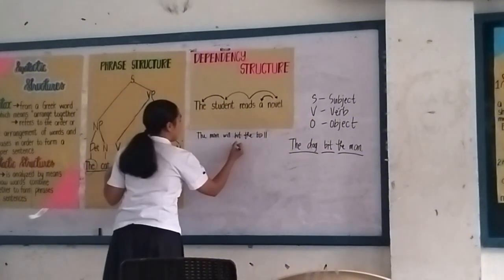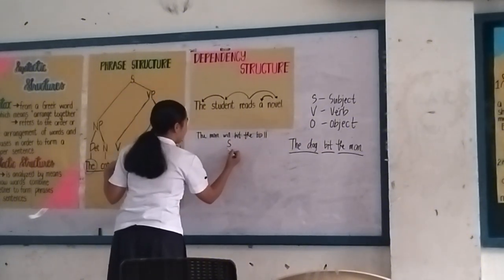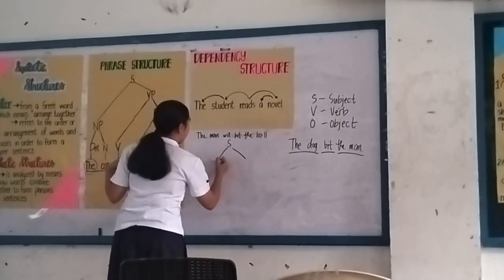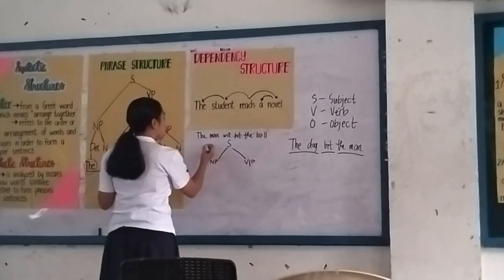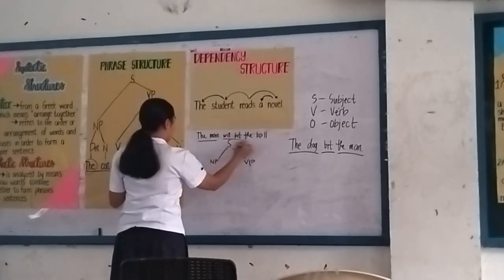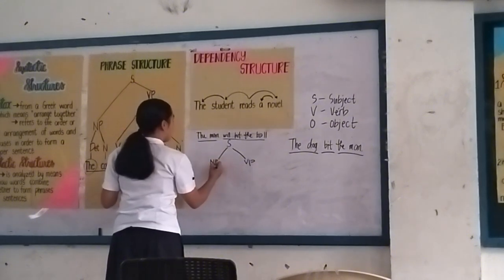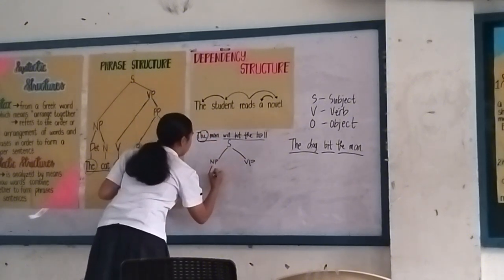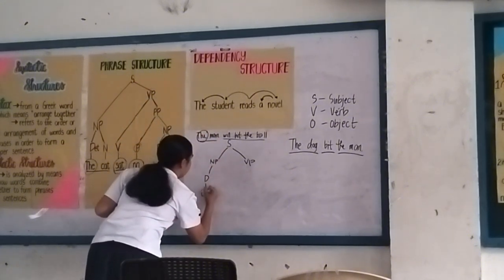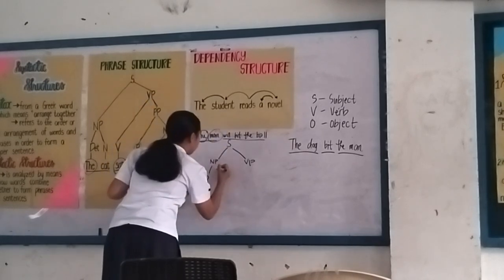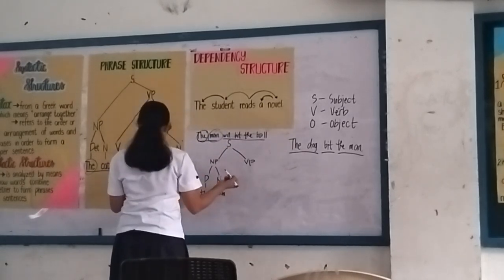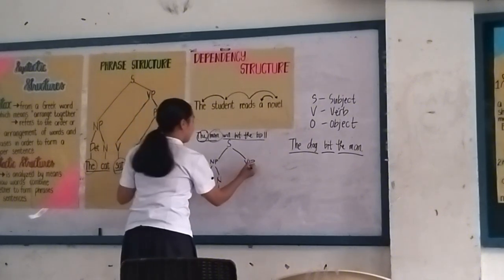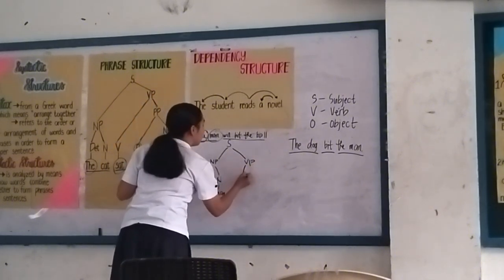Starting with the sentence, let's break it down. Commonly, the noun phrase comes first and then the verb phrase. So the noun phrase has the determiner and then the noun. Then for the verb phrase, we identify the verb.